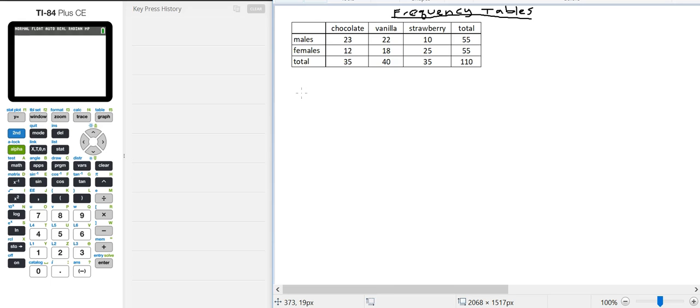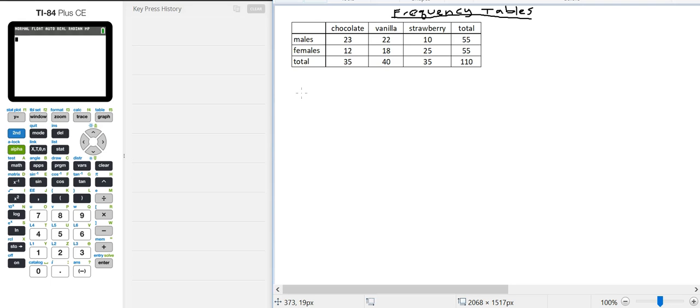Let's say this table represents males and females in a cafeteria, and there is a survey taken of the people's favorite flavors of ice cream: chocolate, vanilla, or strawberry. You might be asked to read the table and find what percentage of males like chocolate ice cream, or what percentage of the people who like vanilla ice cream are females. Let's do some questions like this.